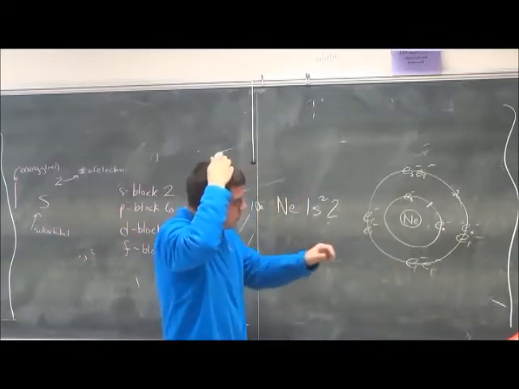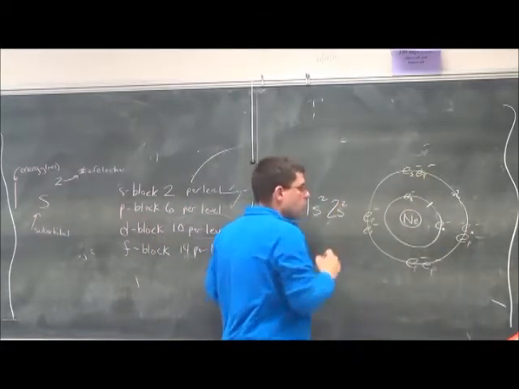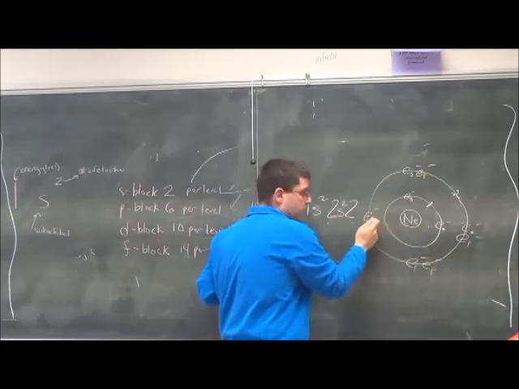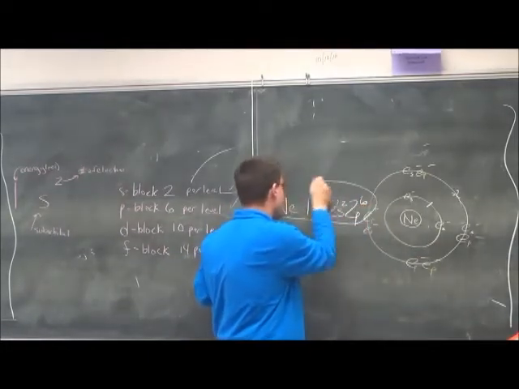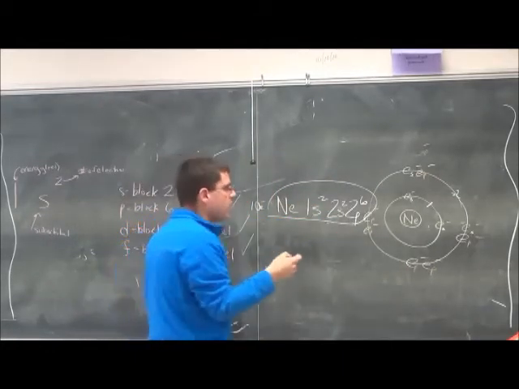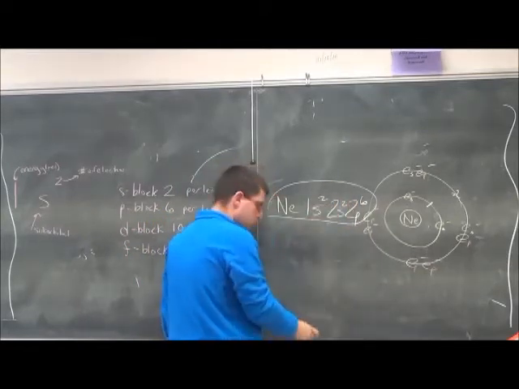First 2 in the suborbital are s, 2s, 2. Still on 2. What level now? What suborbital? P. How many left? 6. So your answer for neon is 1s2, 2s2, 2p6. Prove it by counting the electrons: 2, 4, 10. 10 total electrons, you're good to go.